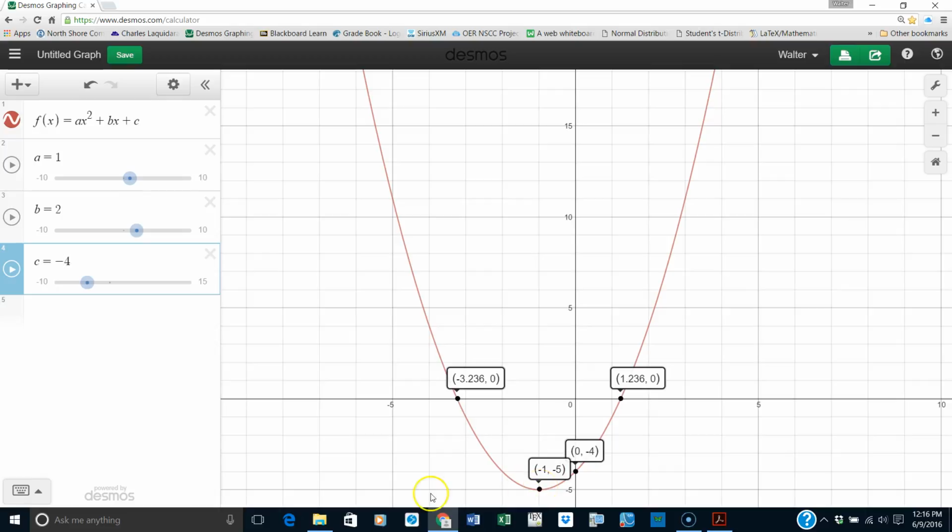Okay, so in this problem we've done a good job looking for all the information we need, the intercepts and the vertex, to graph this quadratic.